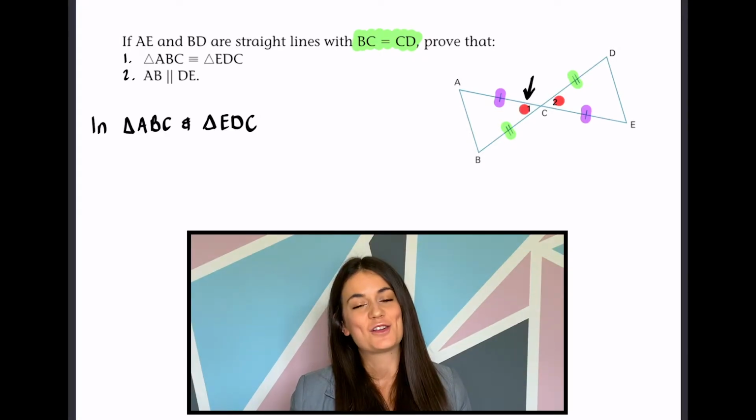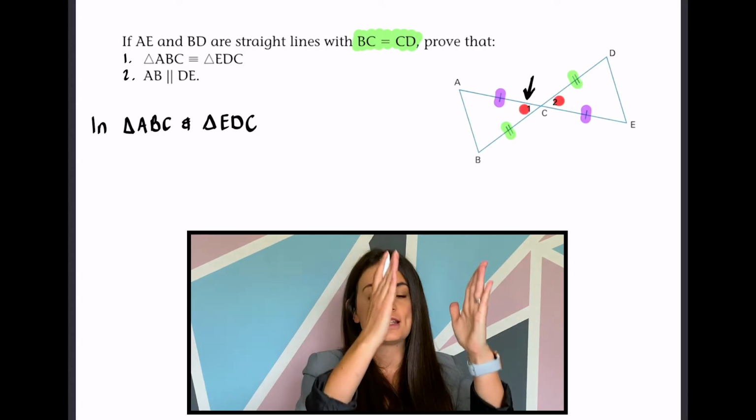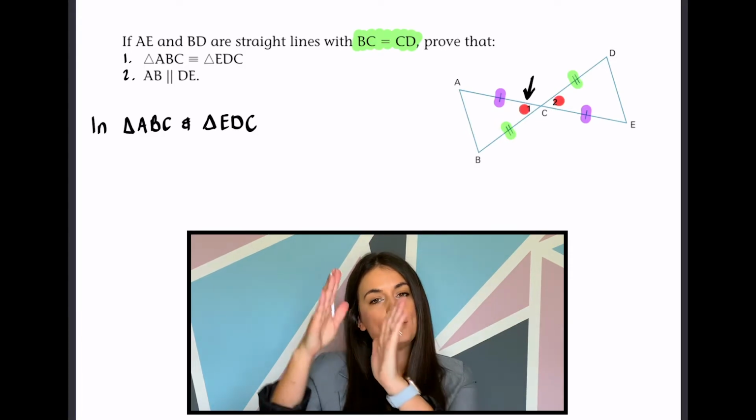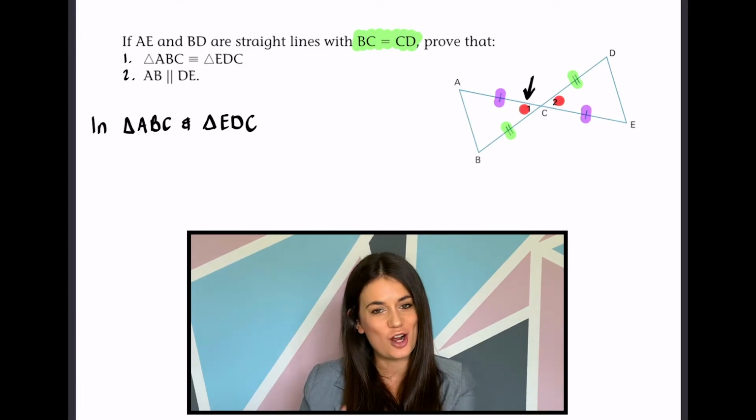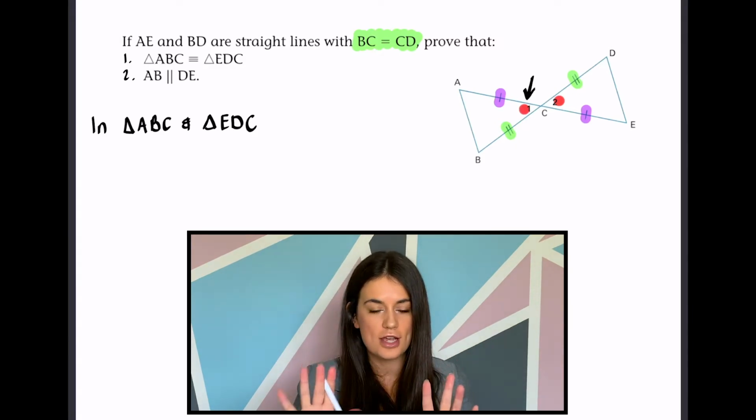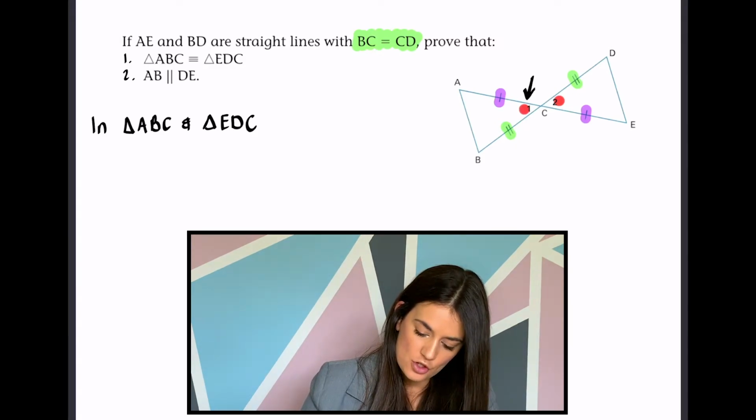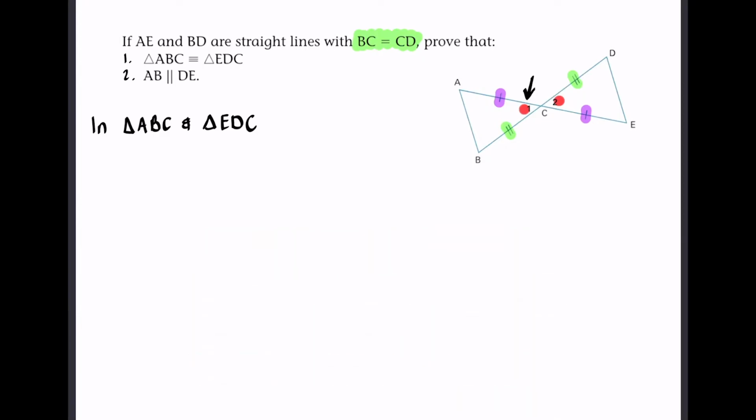The other thing with congruency is that we have to keep what's in the first triangle in the first column and what's in the second triangle in the second column. So you kind of have to just keep your triangles in that order. So triangle ABC and triangle EDC. I know that line AC is equal to, which line is AC equal to? AC is equal to line CE.